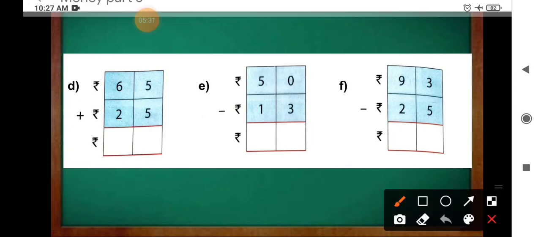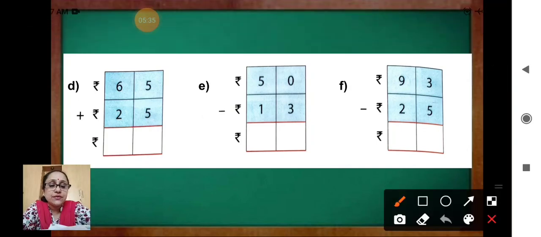Now question D. Will you try to do it yourself? Rupees 65 plus rupees 25. Children, start doing. 5 plus 5 is 10. Now 1 will be carried over here. You know the carryover. It is like that only. 1 plus 6 is 7 and 7 plus 2. Do slowly. 7 plus 2 is 9. Rupees 90.